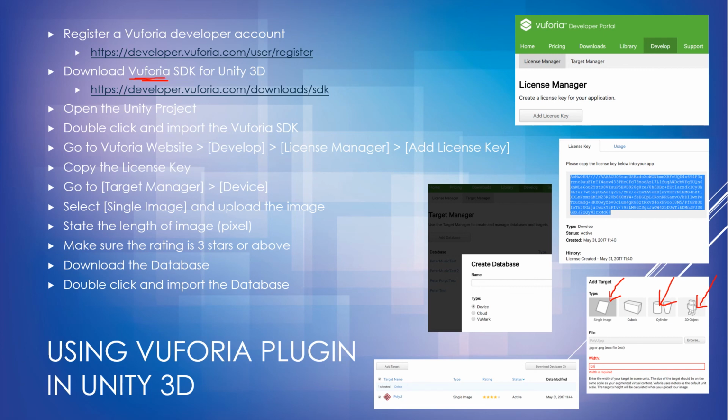Vuforia combined with Unity 3D is one of your choices to easily create AR applications. Of course, you can use another library, for example OpenCV, etc.